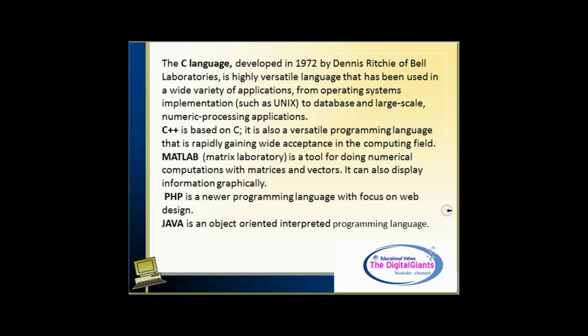MATLAB is a matrix laboratory. It's a tool for doing numerical computations with matrices and vectors. It can also display information graphically. PHP is a newer programming language focused on web design. Finally, Java is an object-oriented interpreted programming language.